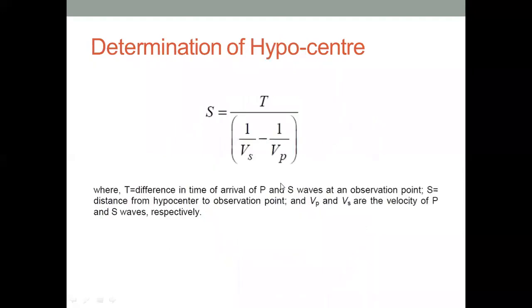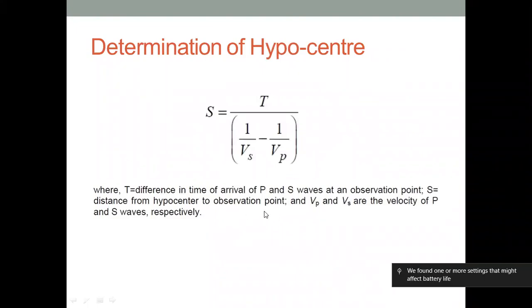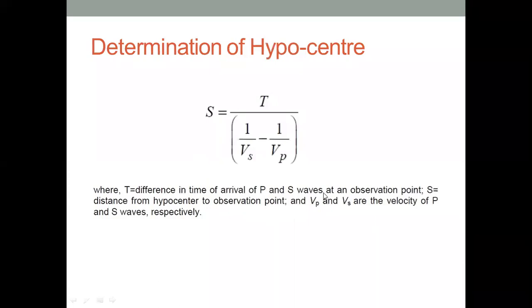The distance between the epicenter and the recording station is called the epicentral distance. Now, the determination of the hypocentral distance, where S is the distance from the hypocenter to the observation point. The observation point is nothing but the recording station. T is the difference in time of arrival of P and S waves, V is the shear wave velocity, and P is the compressional wave velocity or primary wave velocity.